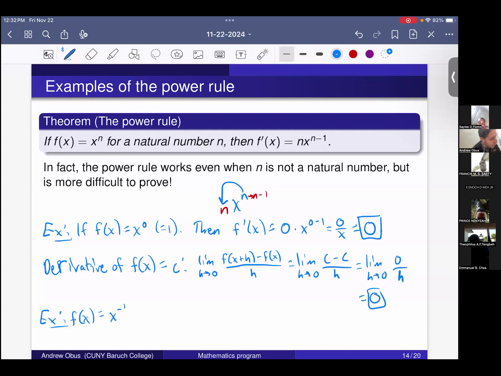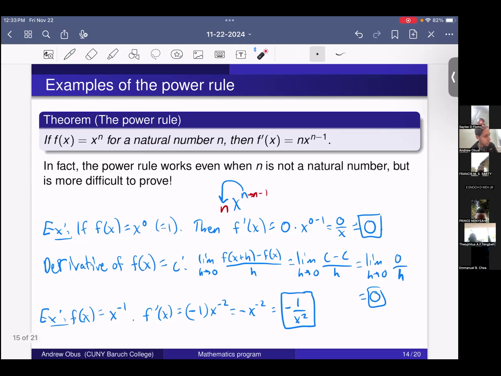Sorry, let me just do one more example. So if f of x equals x to the minus 1, then f prime of x, by the power rule, is minus 1 times x to the minus 2, which is the same as negative x to the minus 2, or if you want to write it in a different way, negative 1 over x squared. So the power rule works here even with a negative exponent. You get negative 1 over x squared.